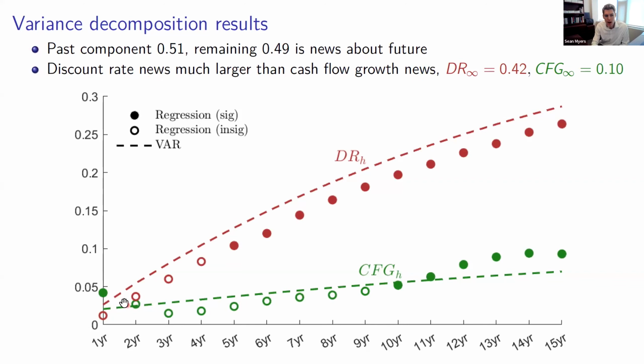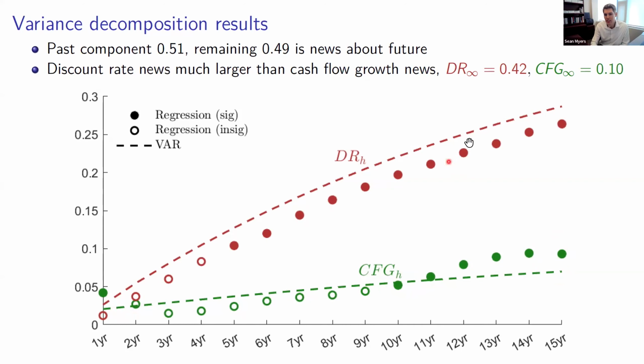So again, if we go back to the graph, here we plot in dots the direct estimates of this cash flow growth news at different horizons. We see that there's some evidence that high price book ratios predict higher future earnings growth, but it's just nowhere near as large as what we need to justify these differences in prices. Ultimately, it can only account for about 10% of the variation in price book ratios.